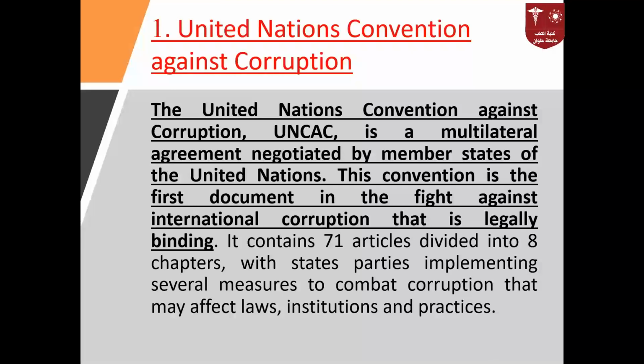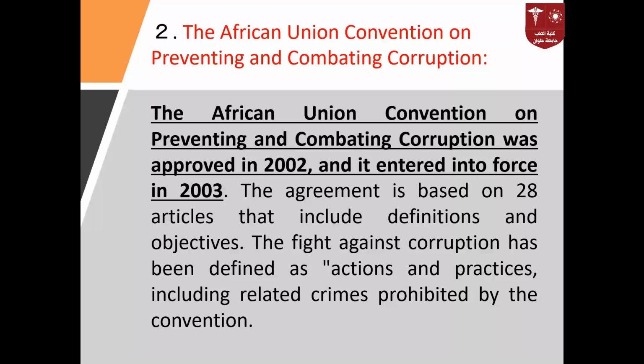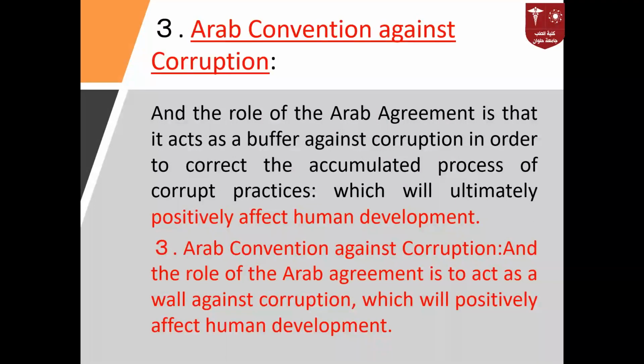The United Nations Convention Against Corruption, UNCAC, is a multilateral agreement negotiated by member states of the United Nations. This convention is the first document in the fight against international corruption that is legally binding. 2. The African Union Convention on Preventing and Combating Corruption was adopted in 2002 and entered into force in 2003. 3. Arab Convention Against Corruption. The role of the Arab Agreement is to act as a wall against corruption, which will positively affect human development.